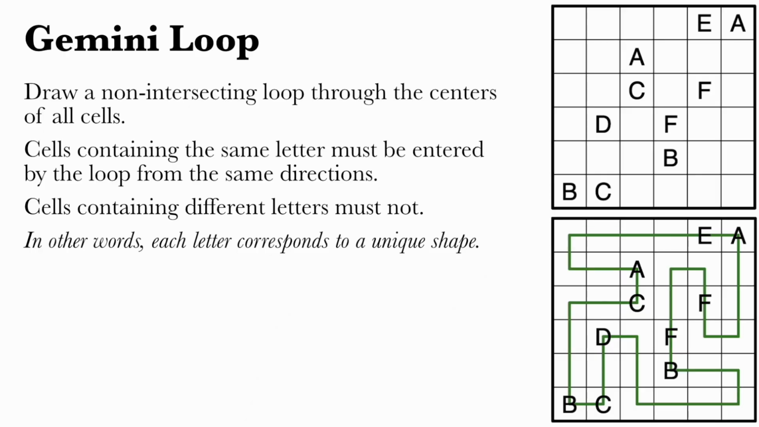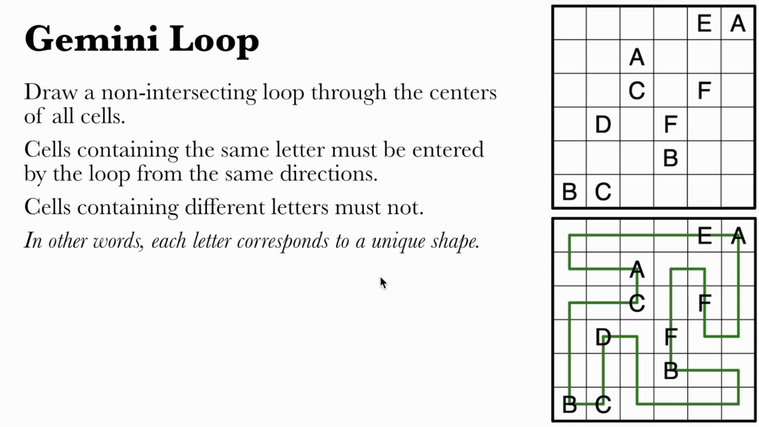In a Gemini Loop puzzle, we will draw a non-intersecting loop through the centers of all cells. That is exactly the same rule set we have on a simple loop puzzle, and as you can see in the solution, we are traveling horizontally and vertically throughout the grid, and the loop does in fact touch every cell in the grid. Cells containing the same letter must be entered by the loop from the same directions. Cells containing different letters must not. In other words, each letter corresponds to a unique shape.